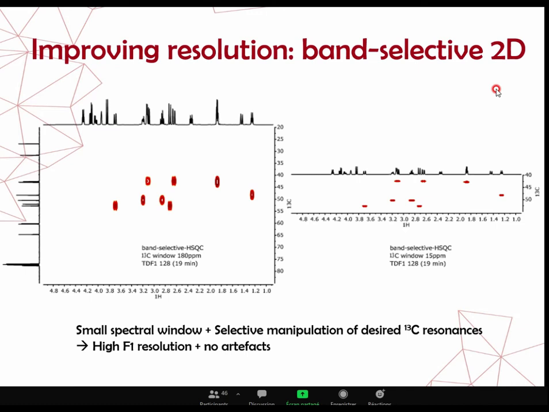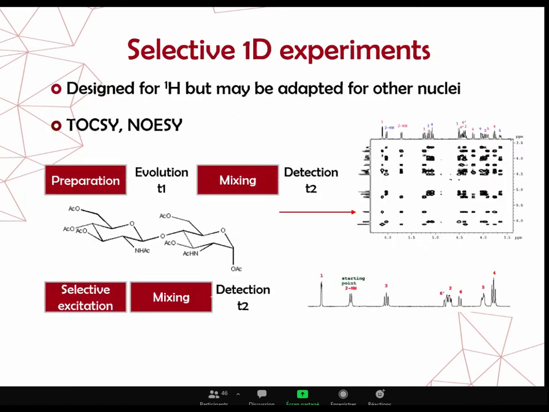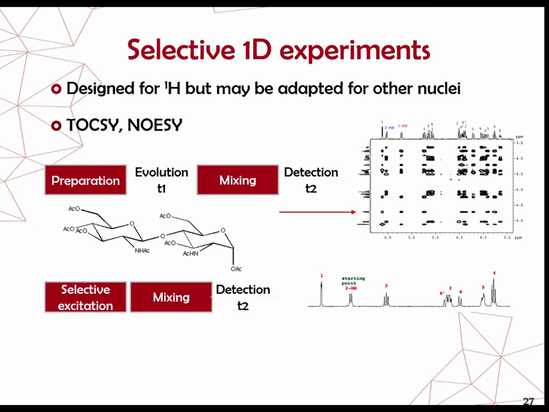Okay, last thing that could be used for observing interaction or correlations, but quicker than with a standard 2-dimensional experiment, is to use selective 1D experiments. Because recording a 2-dimensional experiment can be very long, sometimes several hours. And in some cases, we can get the information with selective 1-dimensional experiments.